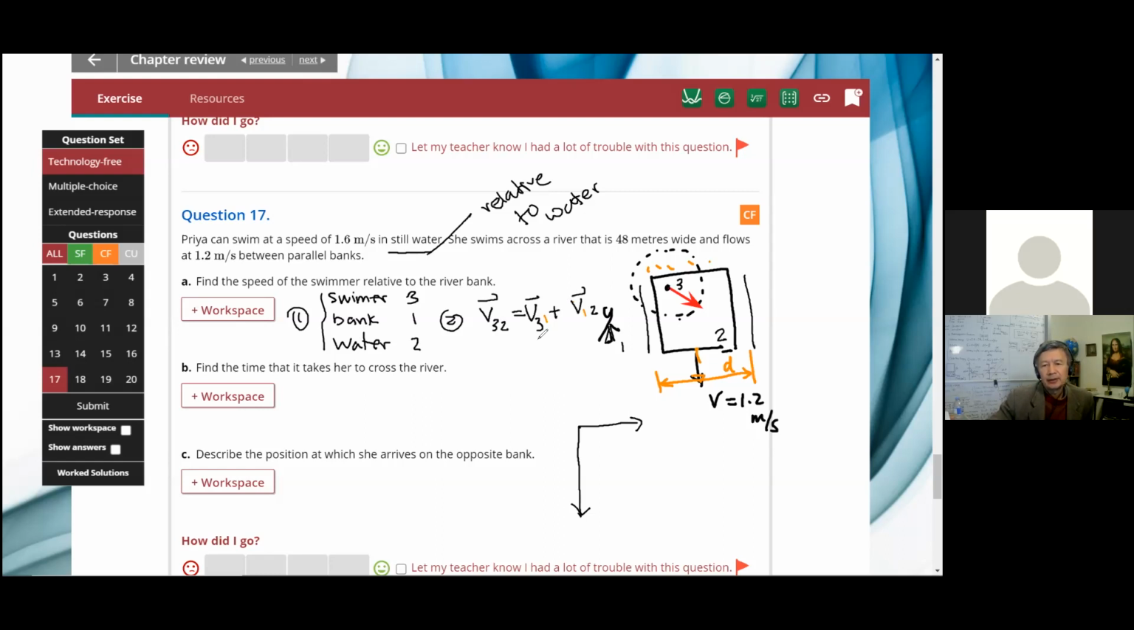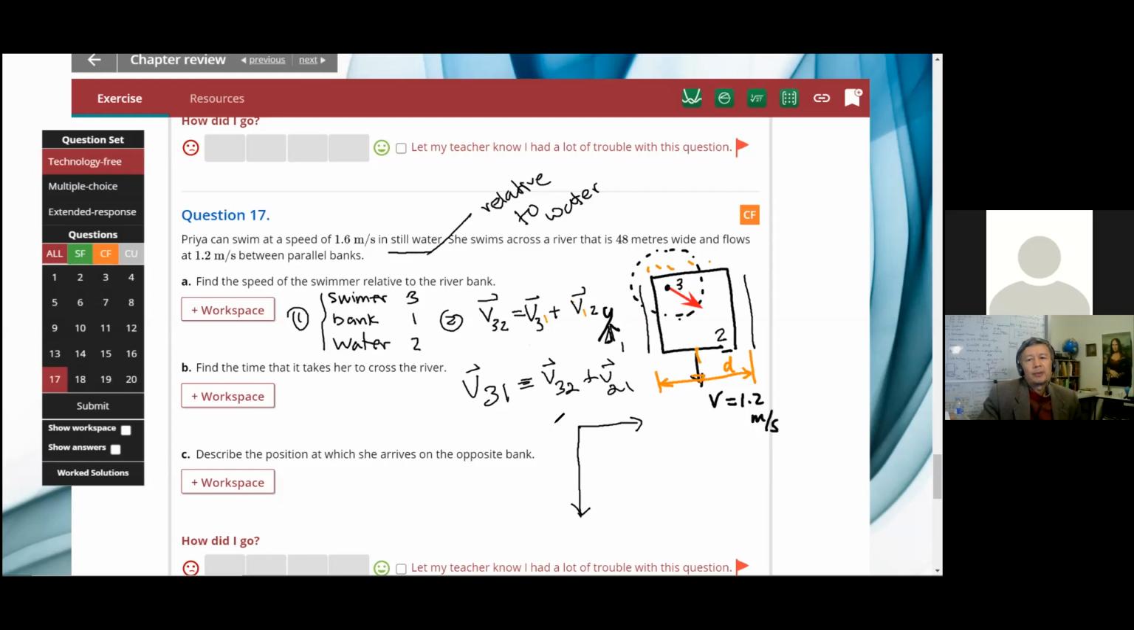So what is unknown? What is the velocity they are looking for? The velocity of the swimmer relative to the bank. Yes, that's right. Can we use a vector form? Can we solve that from this equation? V3 2 plus V2 1. Do we know V2 1? V2 1 is water to the bank. It's the flow rate, right? Yeah, flow rate is water to the bank.